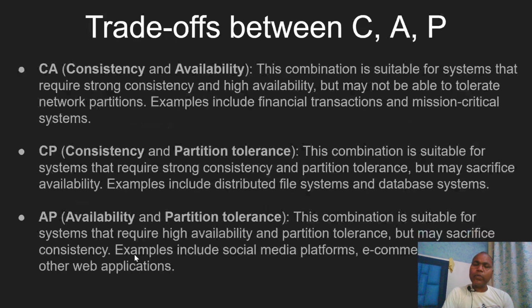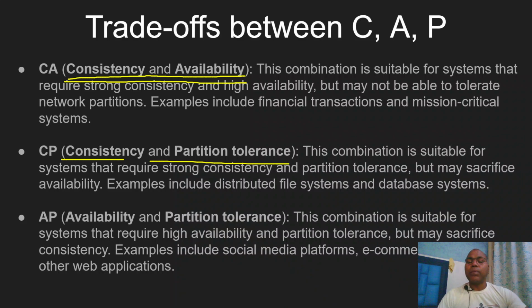So these three are key system design concepts, but the CAP theorem says these are the trade-offs between consistency, availability, and partition tolerance. So you can achieve two of them. Maybe your system can be highly consistent and highly available. You can design such a system with strong consistency and high availability, or strong consistency and partition tolerance, or high availability and partition tolerance, but compromise your consistency. Any one of them you have to compromise.